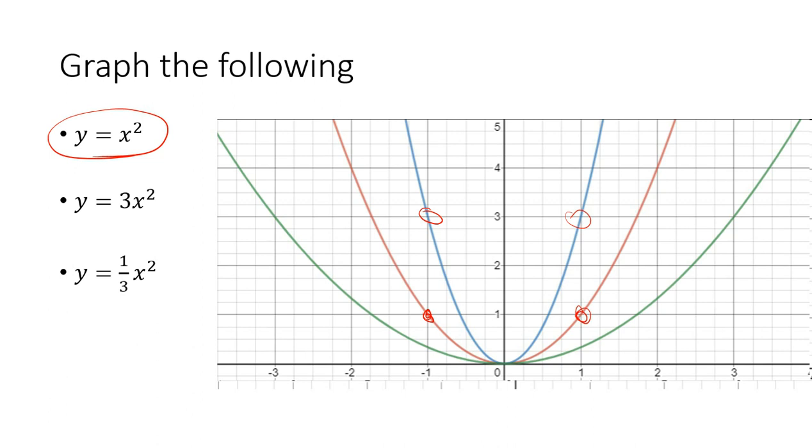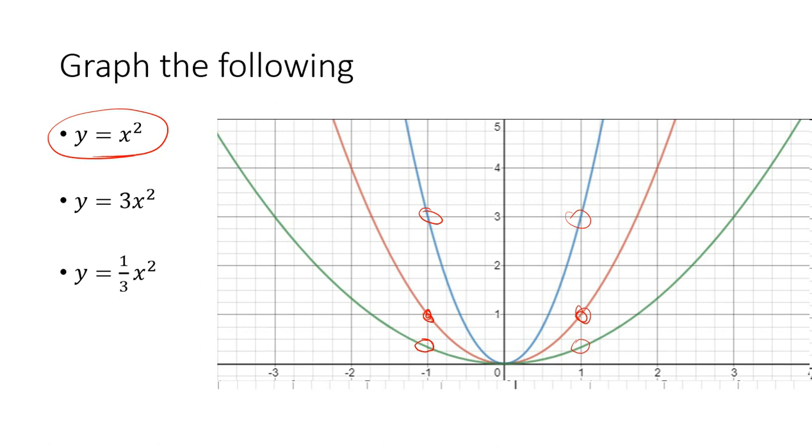The next one, which is our 1/3 x squared, you see you get about 1/3. You go up 1/3 when you go over 1, up 1/3 when you go over 1, and that's approximately what those numbers are. Okay, so that's how it is.